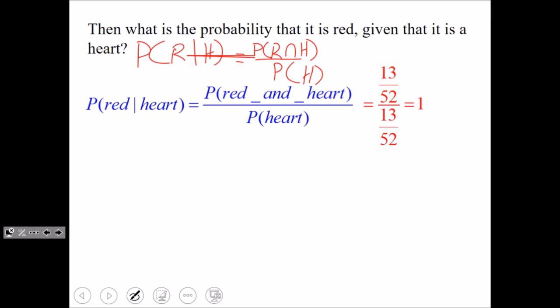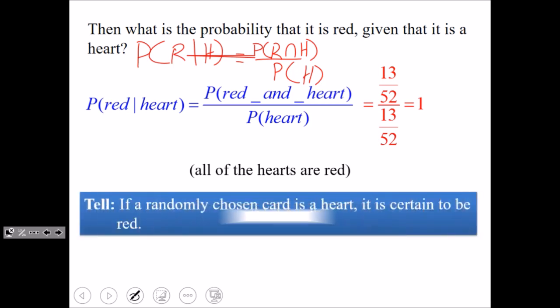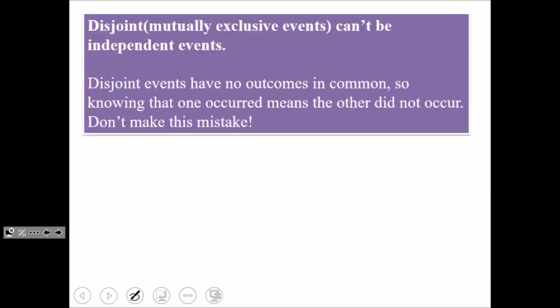Well, it makes sense. What's the chance of getting a red card given you got a heart? Well, all the hearts are red cards. So it's going to be a 100% chance. It'll be 1. So tell your answer. If a randomly chosen card is a heart, it is certain to be red. There's a 100% chance it will be red. All these different ways could have told the answer.